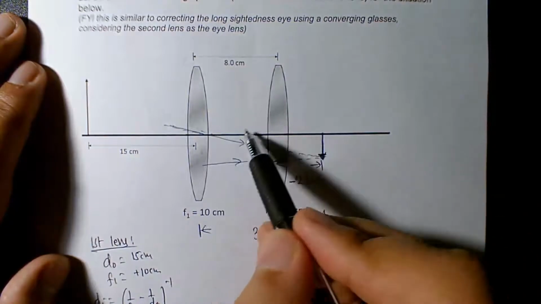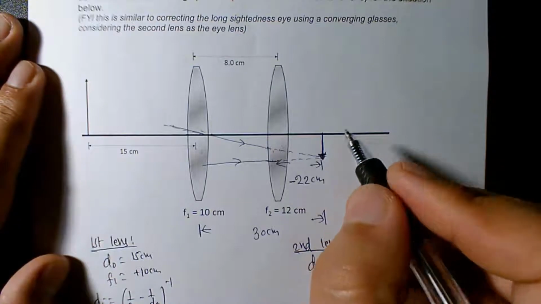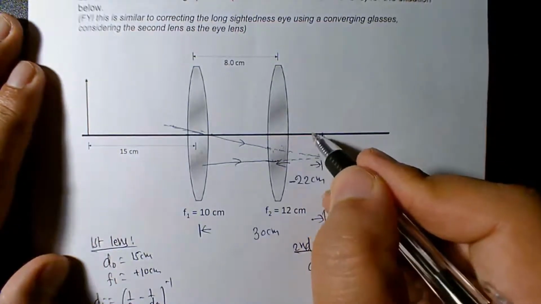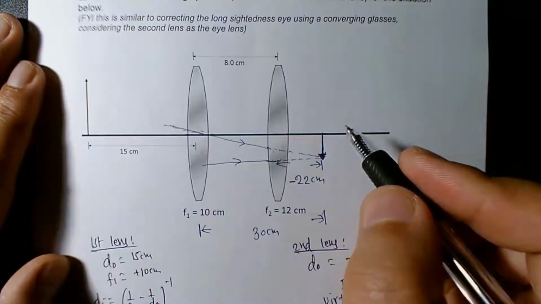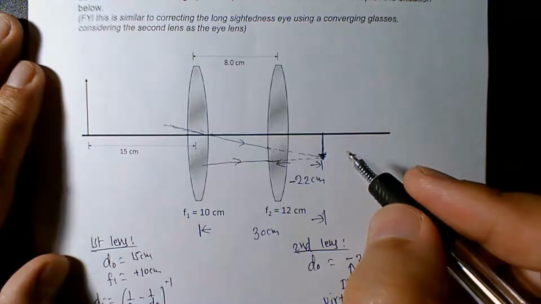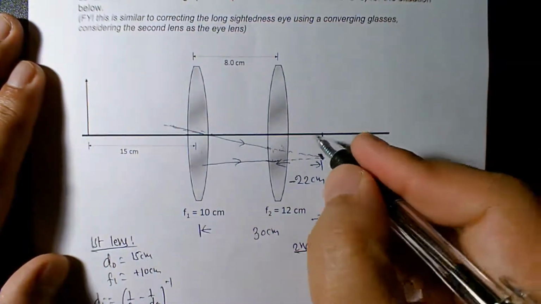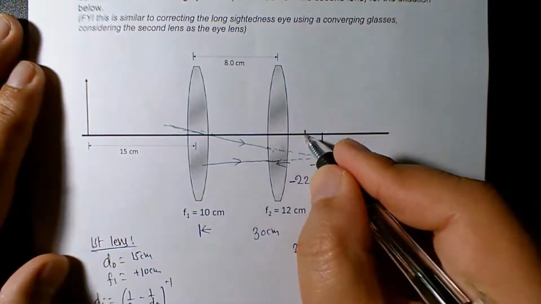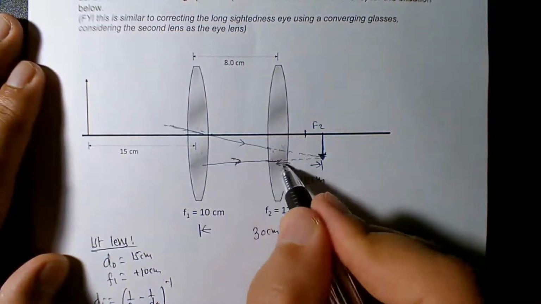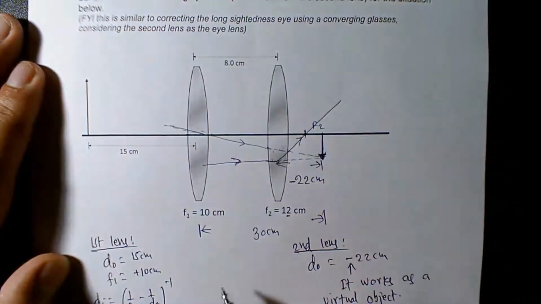So the focal point is 8 centimeter. It's not exactly to scale, but if this is 22 centimeter, if this is 22, yeah, 30 minus, okay. So this is not to scale, but this will be f2, which is 12 centimeter. So instead of this, because of the second lens, it will converge now like this, right?